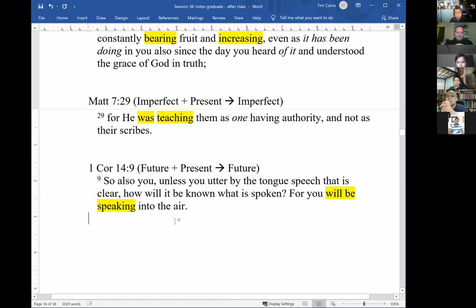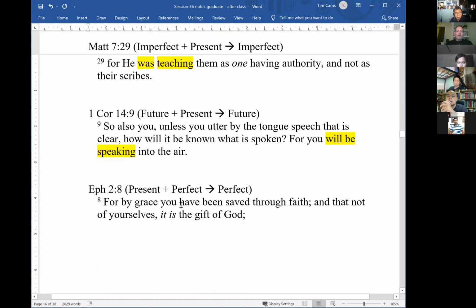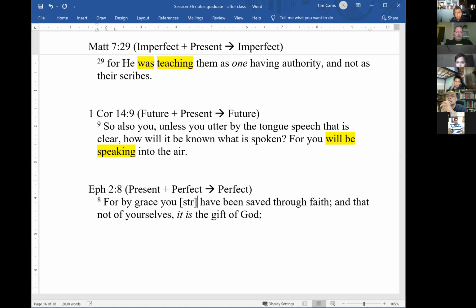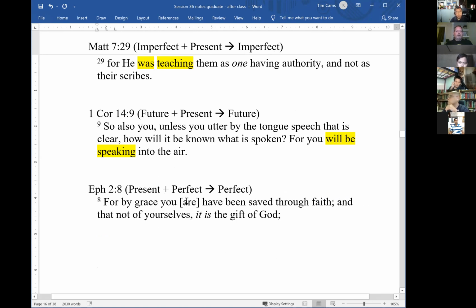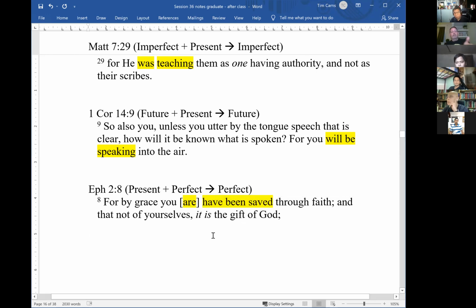An example of the present tense verb of being, which isn't shown here. It's in the Greek. I'll just put it in parentheses just so you see it. We have a present tense verb of being in the Greek, and then a perfect tense participle. It's translated in the perfect tense. Have been saved. Action in the past, results ongoing in the present.